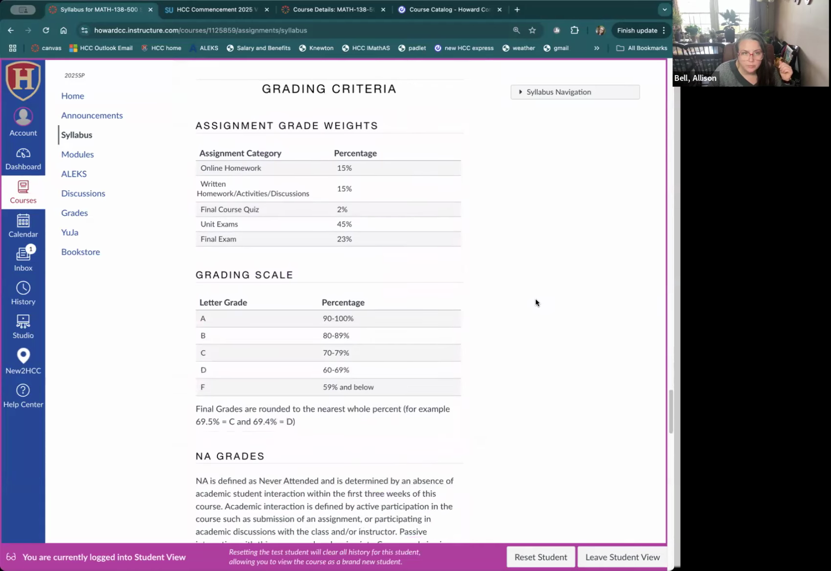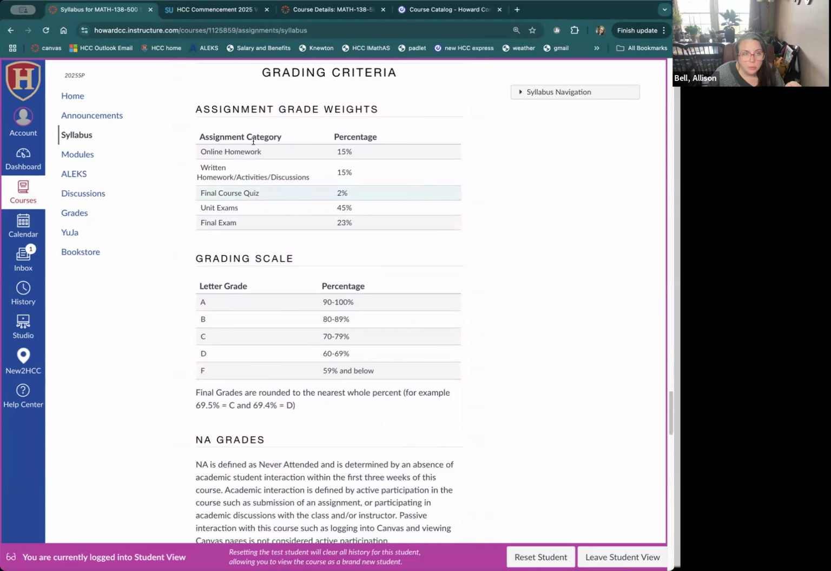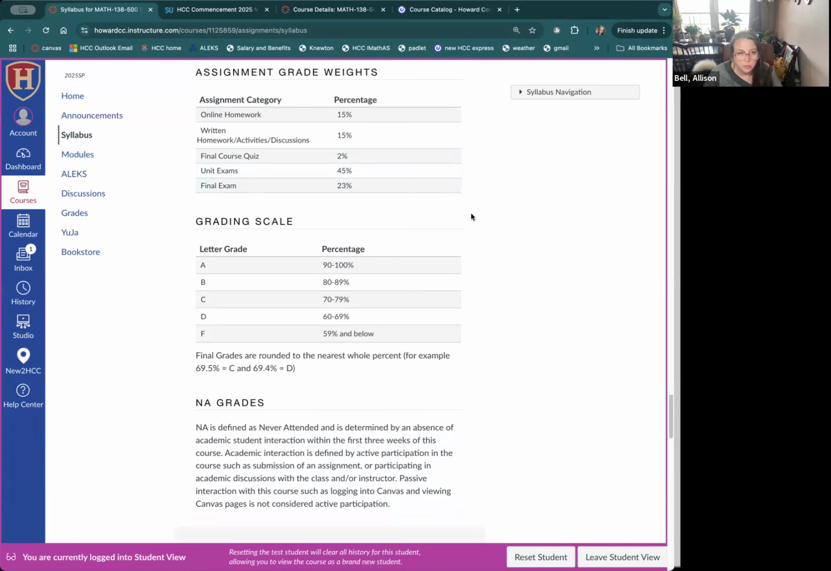Let's look at how you form your grade. You would get a grade through those categories we talked about above. 15% is online homework, 15% is written homework, 2% for that final course quiz that I told you collects data for the college, 15% for each of your unit exams, making it 45% total, and 23% for your final exam. So the big chunk of our grade is those exams, which is why, again, we offer the final exam replacement policy, and we also prepare well for those exams, okay? We will talk about this before they happen, don't you worry.